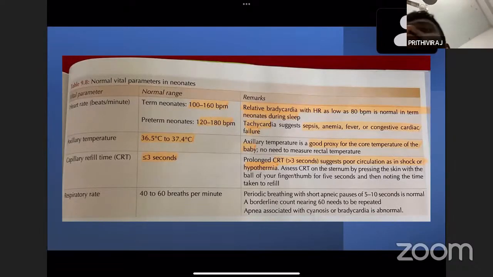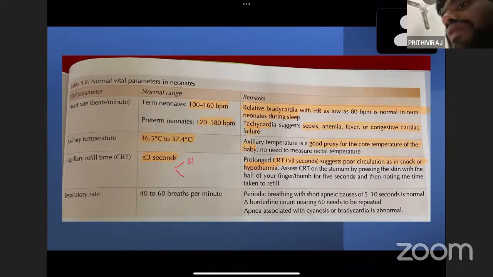So what are the normal findings you'll be seeing? Heart rate in a term baby is 100 to 160. Preterm it's about 120 to 180 beats per minute. Axillary temperature is 36.5 to 37.4 degrees Celsius. Capillary refill time we normally check in two areas. One is the sternum.